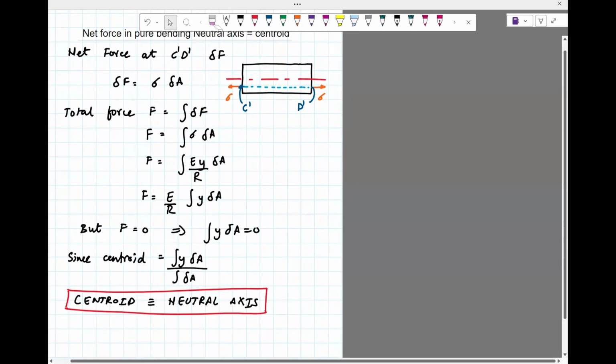So here's a way to compute the neutral axis, the position at which the length is unchanged. What we'll do is find the net force at section C prime D prime. The force is simply stress times area. That's the definition of force, right? Stress is force divided by area. So we move the area around, and we get force. Now, this is the force on a small element. In order to compute the complete force, we need to integrate across the whole area. So dF, integral of dF. We can write dF as sigma times delta A, but the formula for sigma is simply E, Young's modulus, times y divided by r. So we put that in.